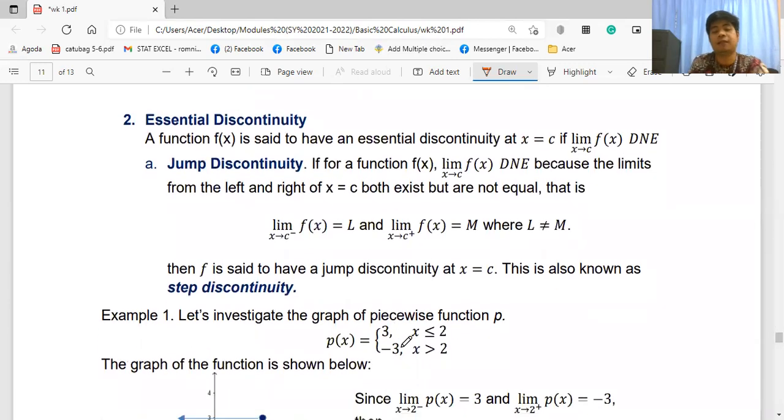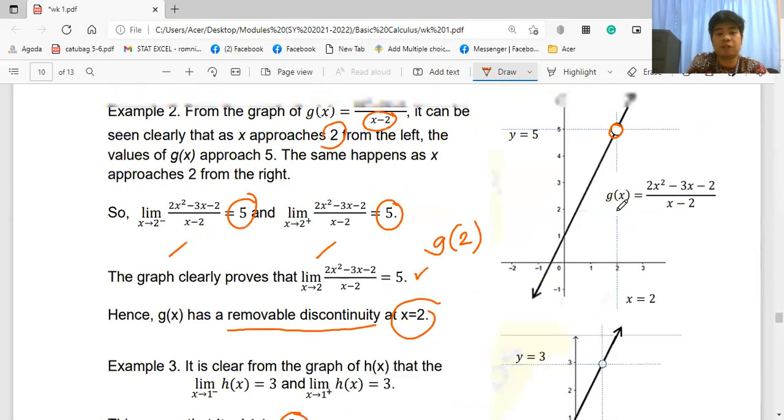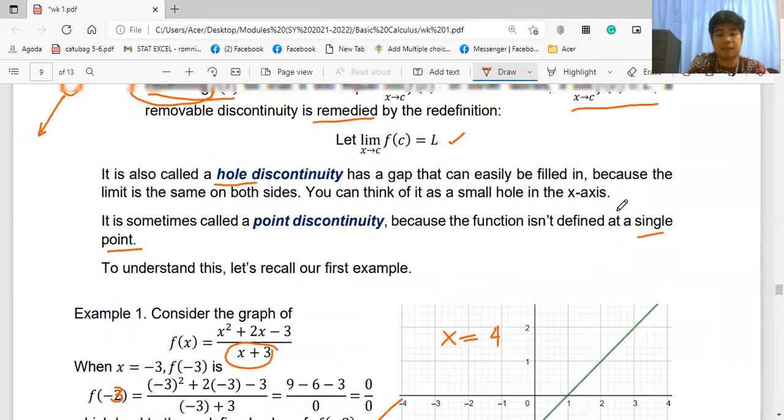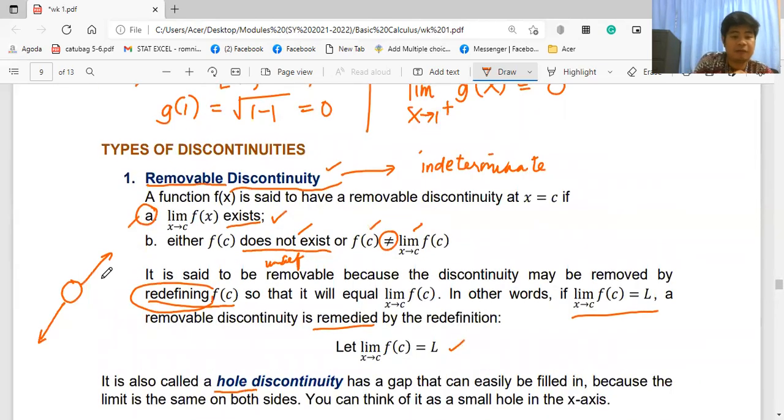Now let's move to the second type, that is the essential discontinuity. Essential discontinuity, here we have the first type, that's the jump discontinuity. Pero when do we say that essential discontinuity is true to the given function at a given x? Mangyayari daw yan kung ang limit ng function ay DNE. If you go back to the removable discontinuity, the limit should exist. Yun ang sinasabi niya. Kasi kung graphically speaking naman kasi, they meet, no?